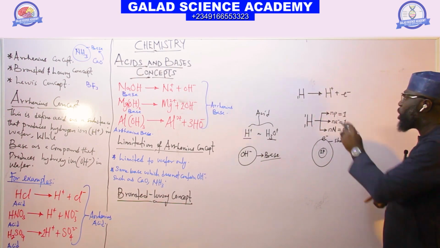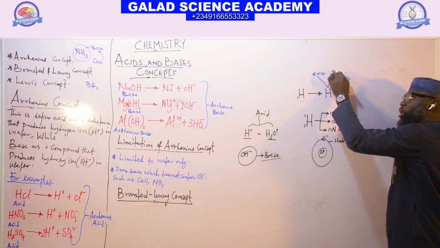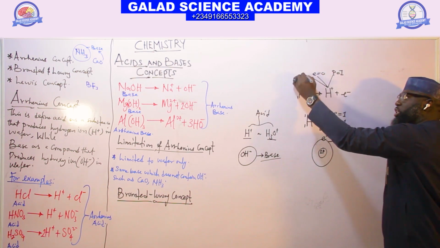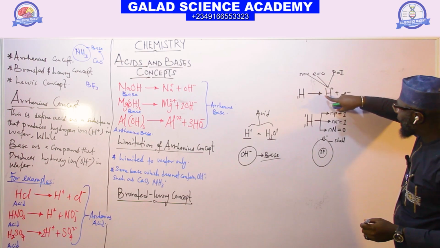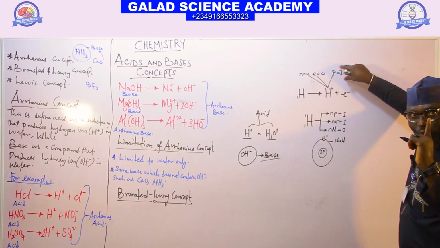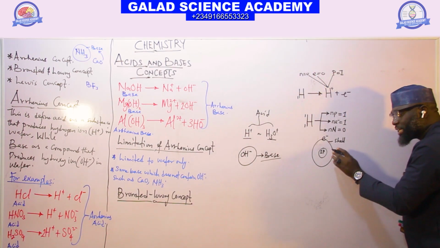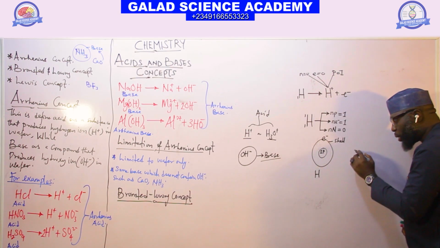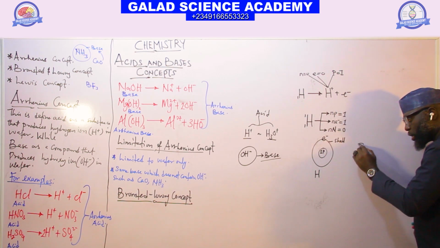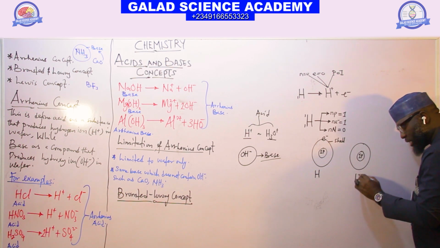But this one that has become an ion: inside this ion, the electron is 0, the proton is 1, and the neutron is also 0. You can see that this hydrogen ion contains just 1 proton alone, no electron, no neutron. So the one I drew here is for the hydrogen atom. But if this electron is removed, you are left with 1 proton.